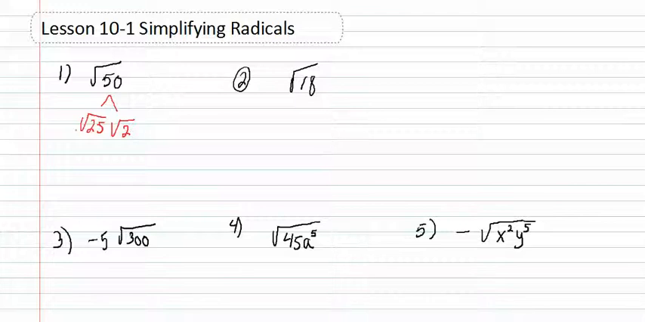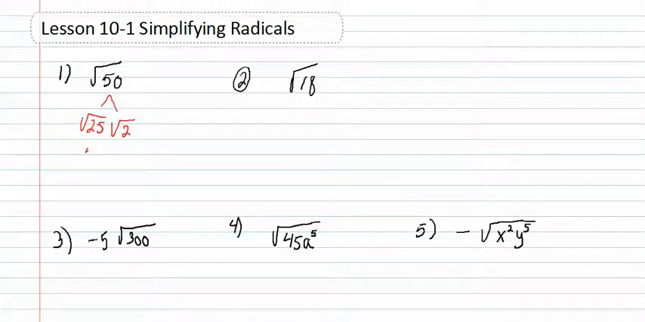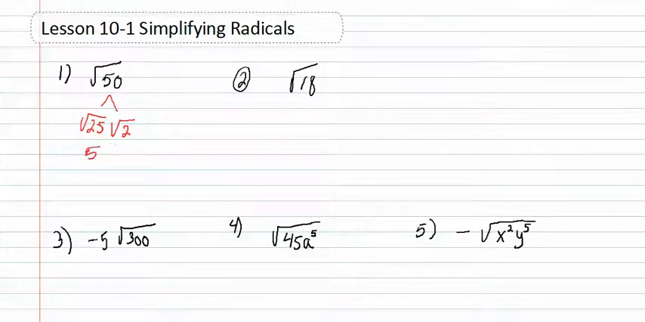They're both square roots, or both radicals, so I could multiply these together to get the square root of 50, but I broke it down. So now, what's the square root of 25? It's 5. What's the square root of 2? Without a calculator, I don't know. So that's my answer, 5 square root of 2.